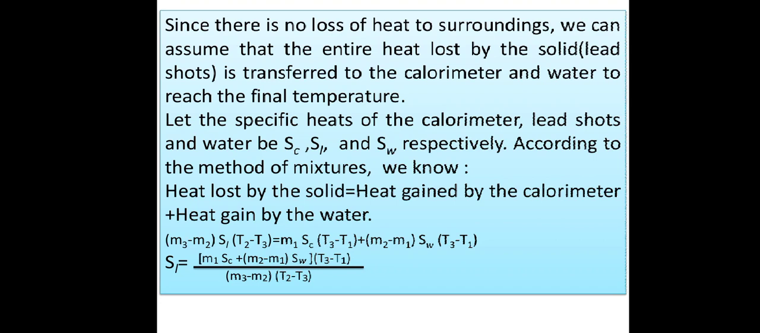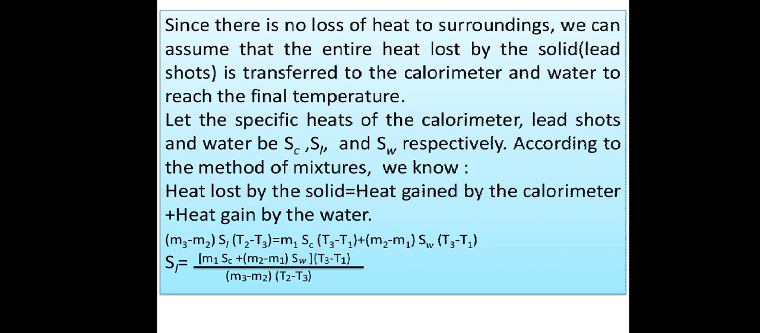Now let the specific heat of the calorimeter be SC, the specific heat of lead shots be SL and of water be SW. According to the method of mixtures, we know net heat lost by the hot body is equal to net heat gained by the cold body. Here, net heat lost by the hot body means the lead shots. For the cold body, two objects will come: one is the calorimeter, and the other one is water. So net heat lost by the solid is equal to net heat gained by the calorimeter plus heat gained by the water.